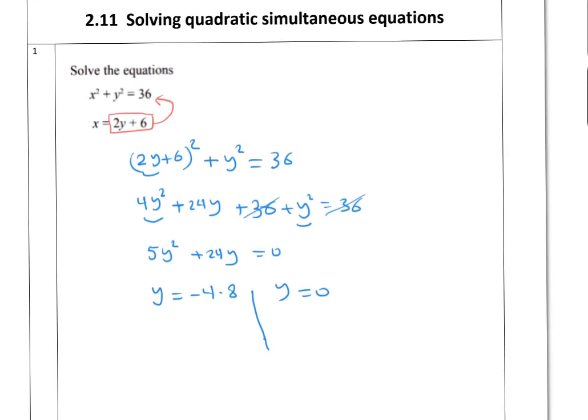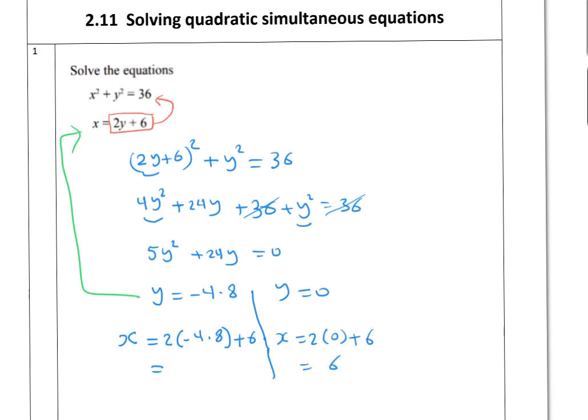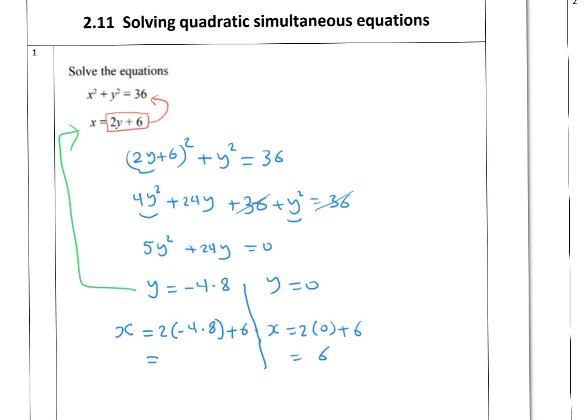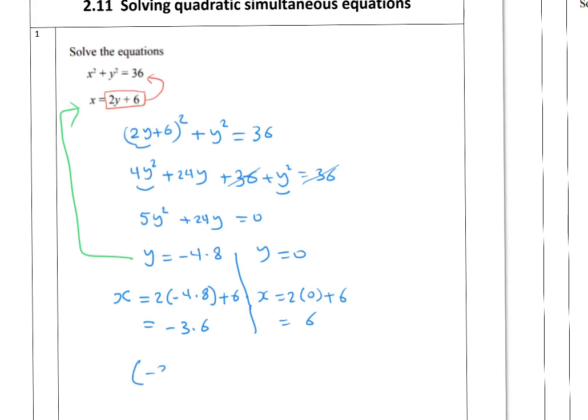Now we substitute to find x, because we need to substitute in that one to find x. x equals 2 times negative 4.8 plus 6, which equals negative 3.6. And the other value, x equals 2 times 0 plus 6, which is 6. So the two points: negative 3.6 and negative 4.8. The second point, x equals 6 and y equals 0, so 6 and 0.